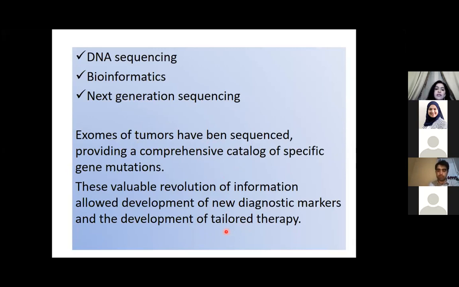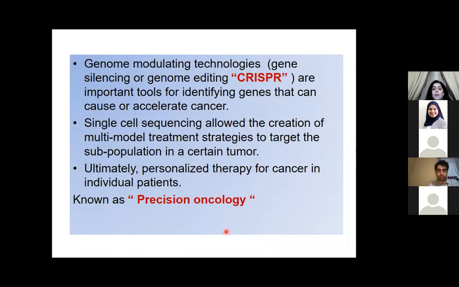Now we know that cancer is an accumulation of mutations, and that each cell can be different from the neighboring cell in its genotype. This means that we are not fighting a single mutation. When we give chemotherapy, we are targeting multiple mutations. That's why we have to go through single cell sequencing to create the multi-modal treatment strategies that we can use.